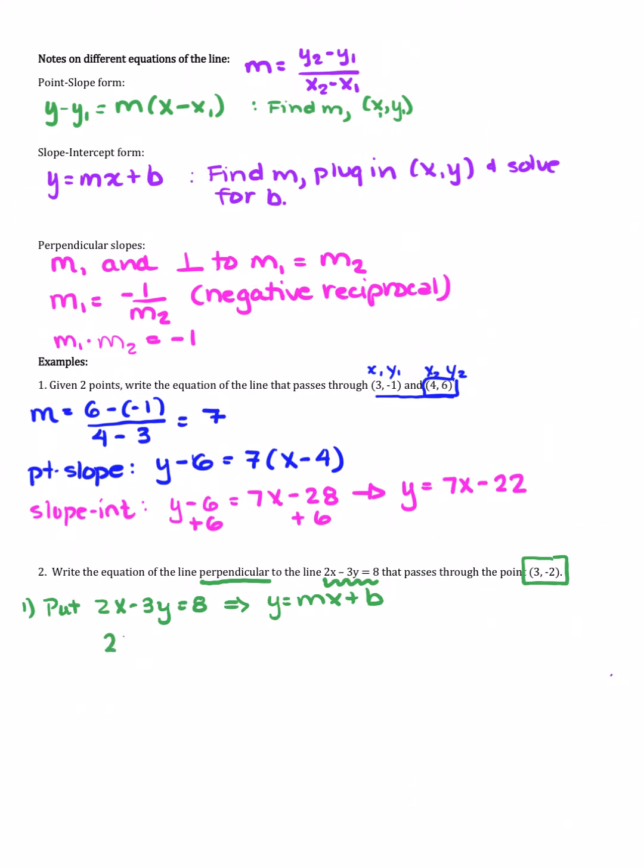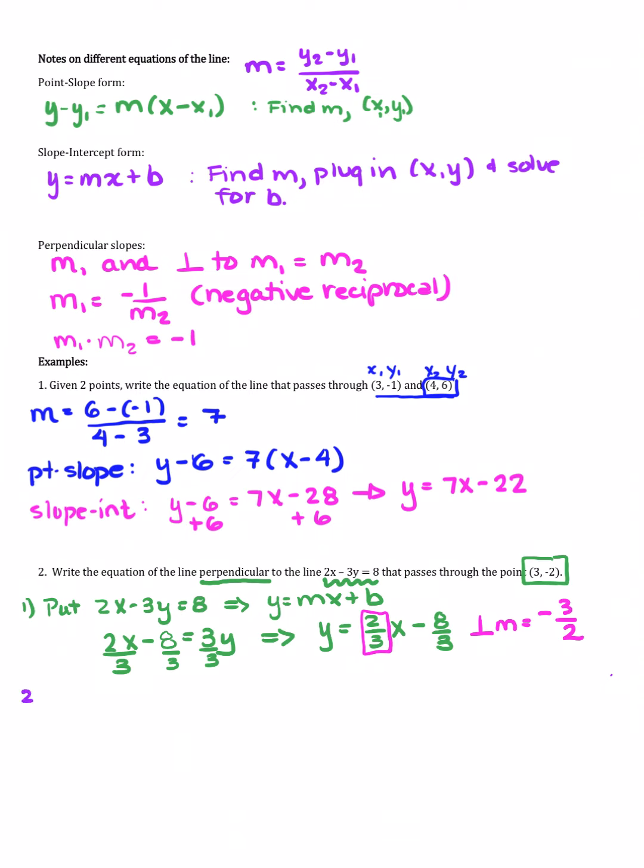So what I'm going to do is subtract 2x and subtract 8... I mean, move 3y to the other side, and then divide every term by 3. So this line becomes y equals 2/3 x minus 8/3. We can now see that our slope, if I wanted a parallel line, I'd use 2/3. But they asked for the perpendicular slope, so I'm going to take the negative reciprocal. So I'm going to be using -3/2 for the slope of my line.